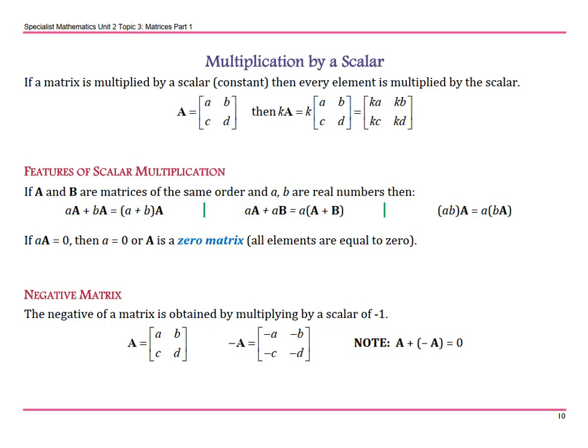Now, the negative of a matrix is obtained by multiplying by a scalar of -1. So all of the elements of the matrix change to the opposite sign. If they were positive, they're going to become negative. If they were negative, they're going to become positive. Note, matrix A plus the negative of matrix A is going to equal 0, or a 0 matrix, where all your elements equal 0.